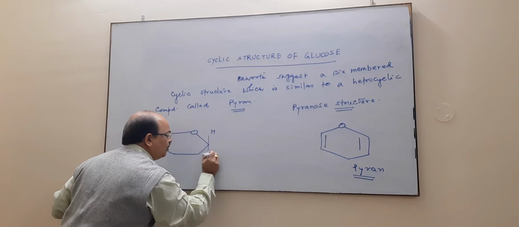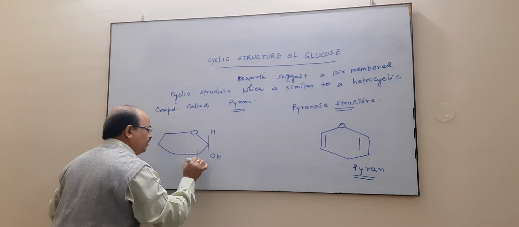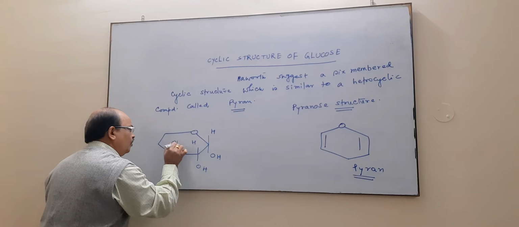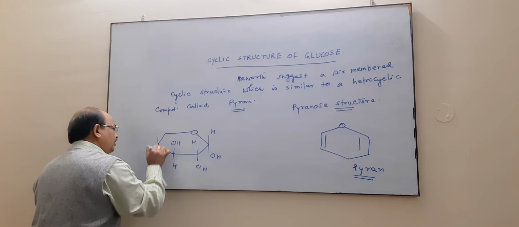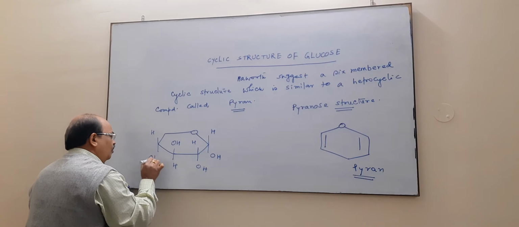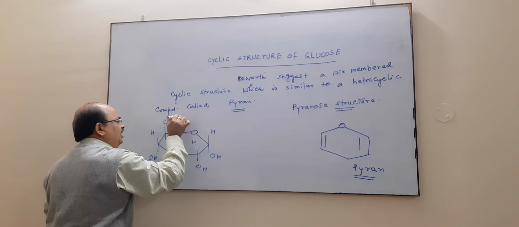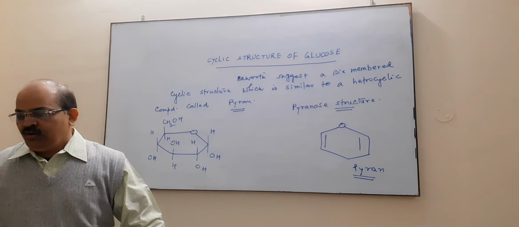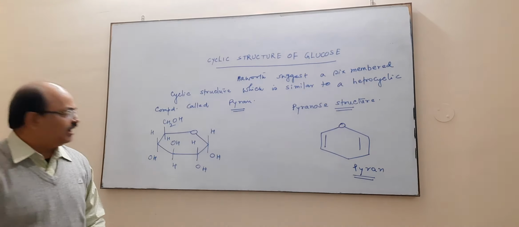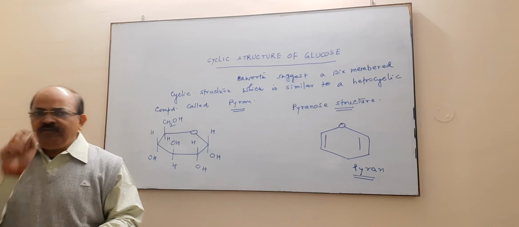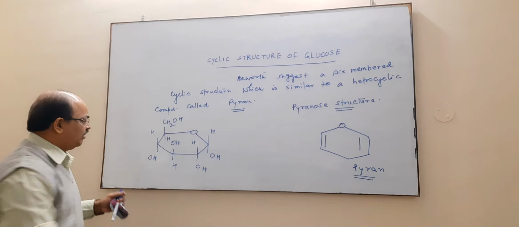This is H, OH, H, OH, OH, H, OH. This is H and CH2OH. So let us observe the number of carbons. The number of carbons is 6. Now how can we say there are 6 carbons?